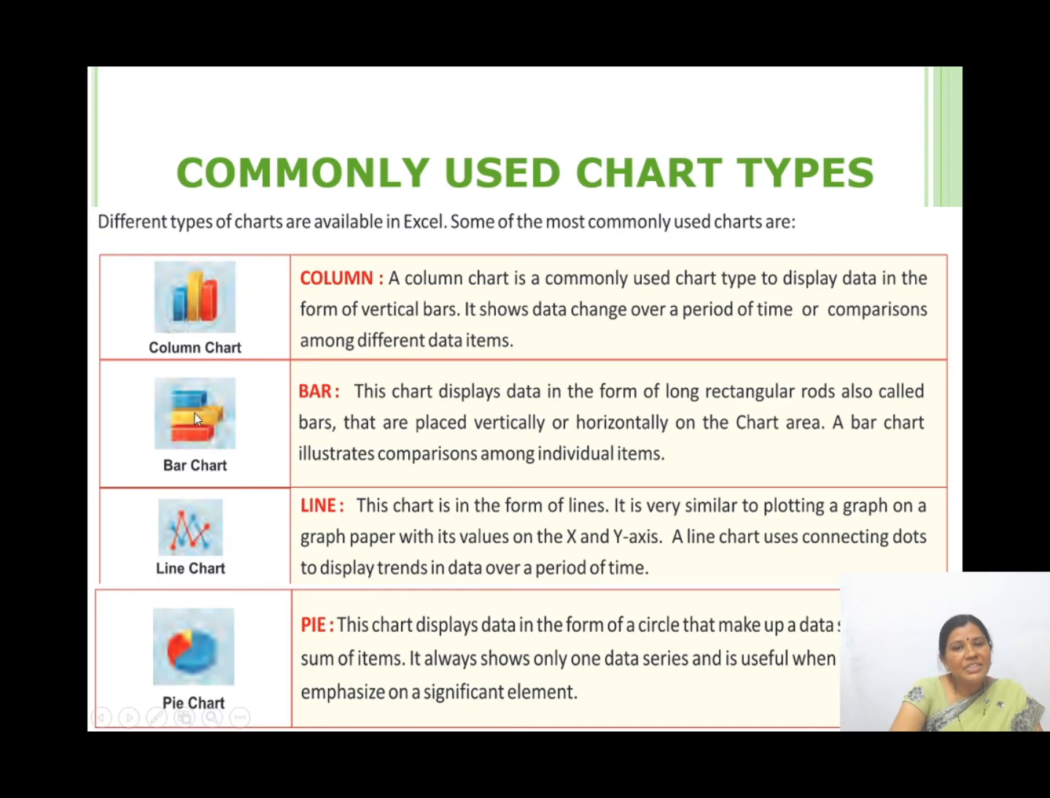A bar chart illustrates the comparison among individual items, and this is a line chart. The chart is in the form of lines. It's very similar to plotting graphs on graph paper with its values on the x-axis and y-axis. A line chart uses connecting dots to display the trend in data over a long time. Last one is the pie chart. This chart is displayed in the form of a circle that represents a data series as the sum of items. It always shows only one data series and is useful when you want to emphasize a significant element.